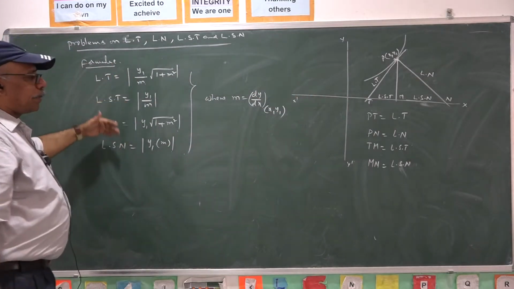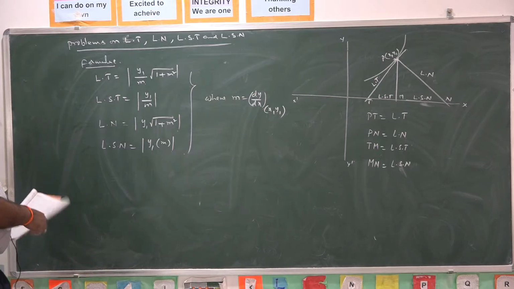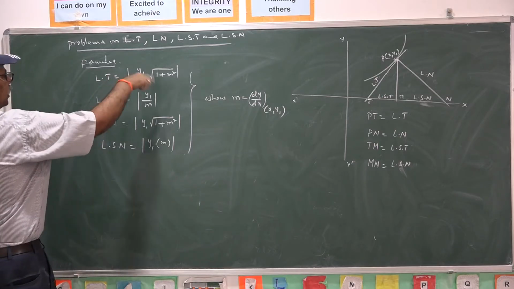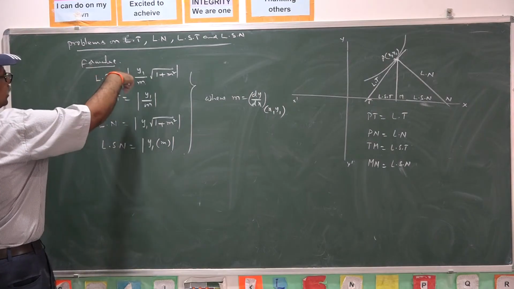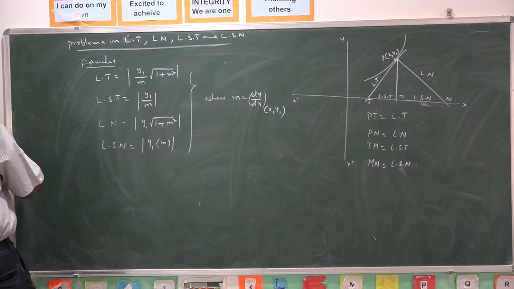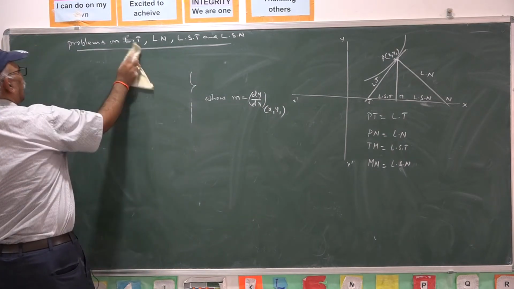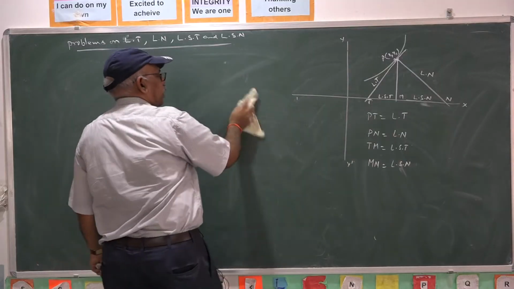These lengths are obtained by these formulas. In brief, the related formulas for finding these lengths is this. Since we are taking lengths, I am taking modulus to make it positive. So, based on these formulas, the problems.